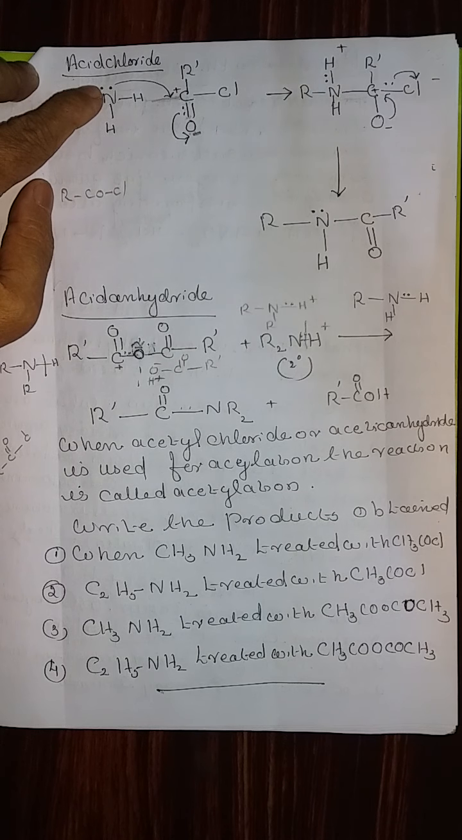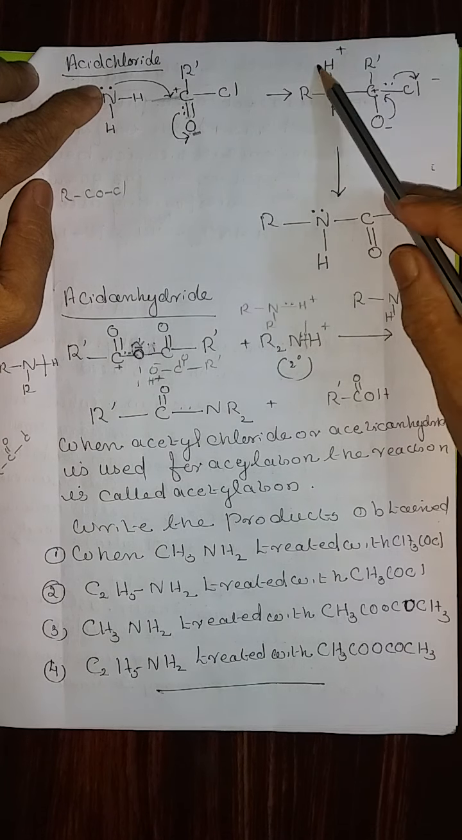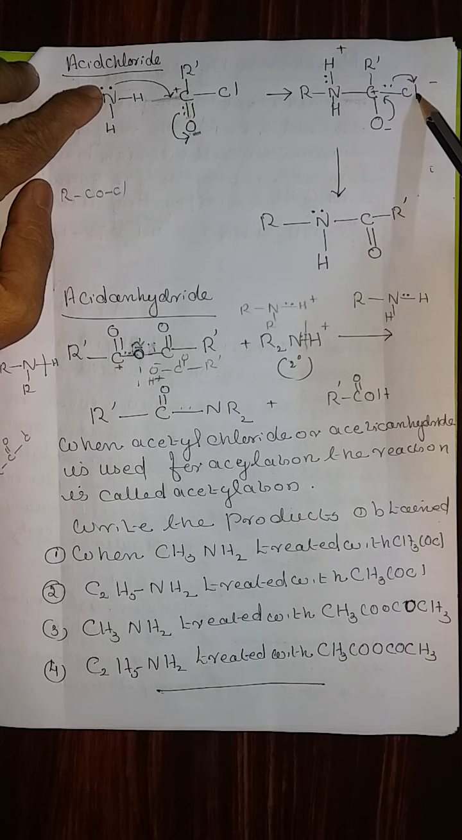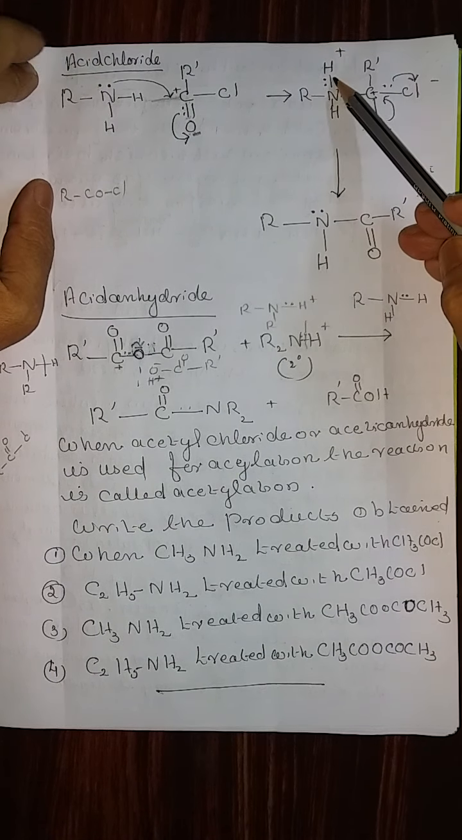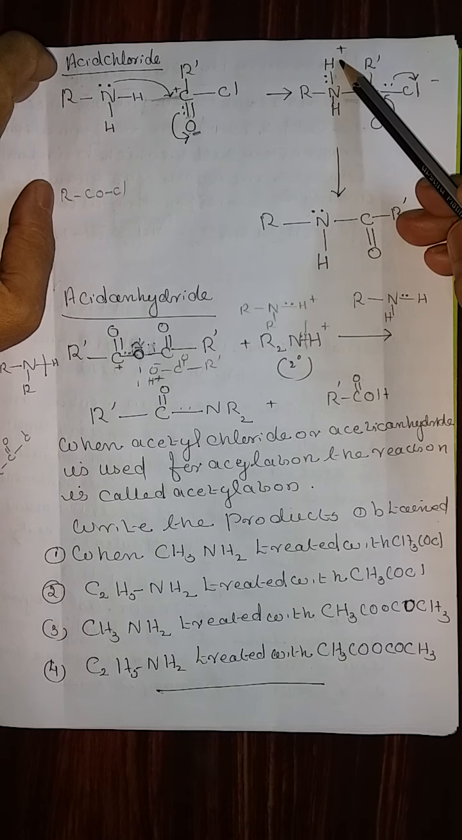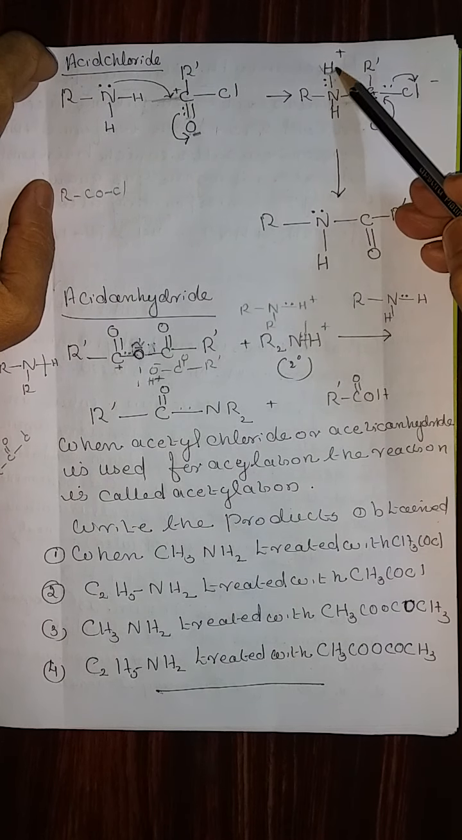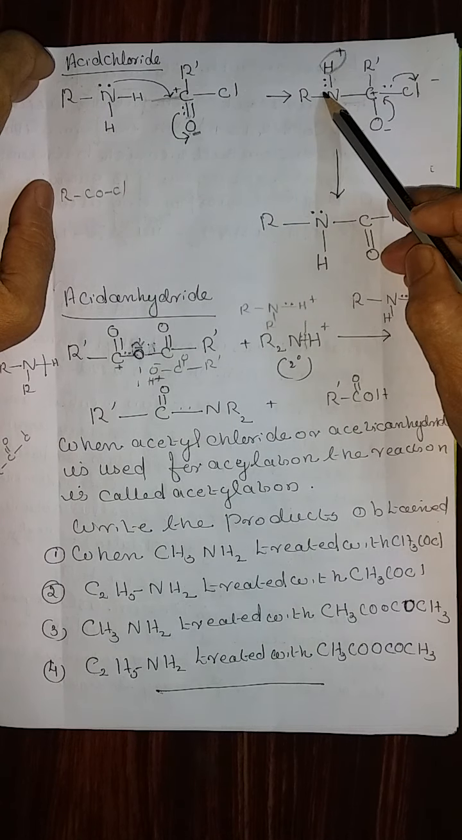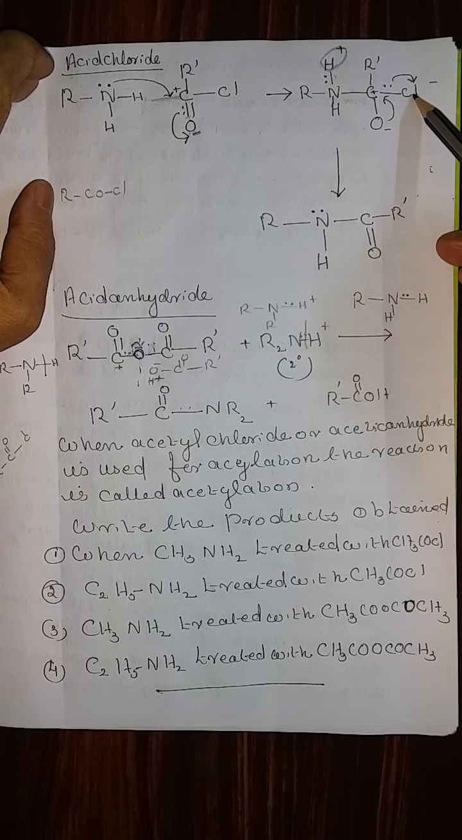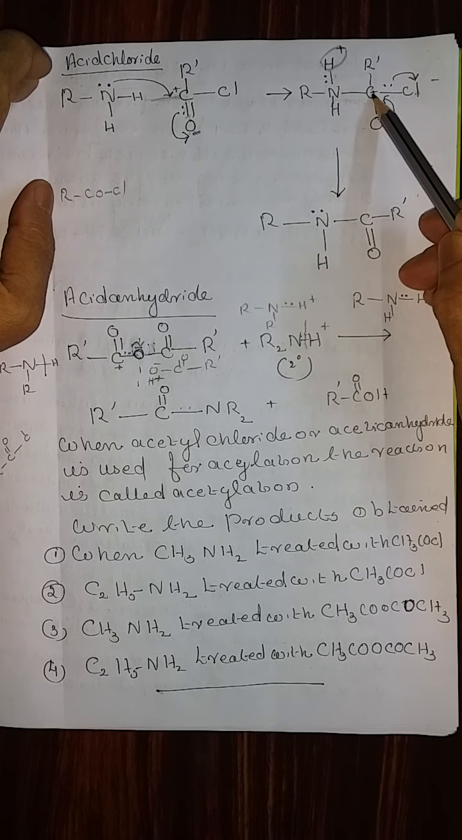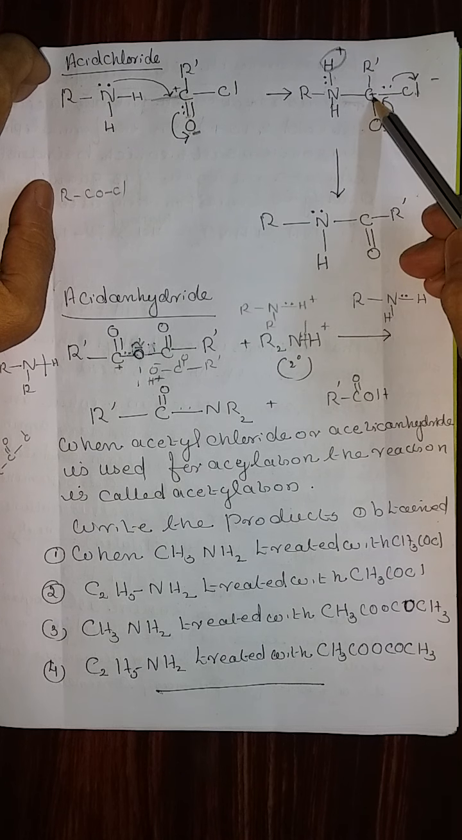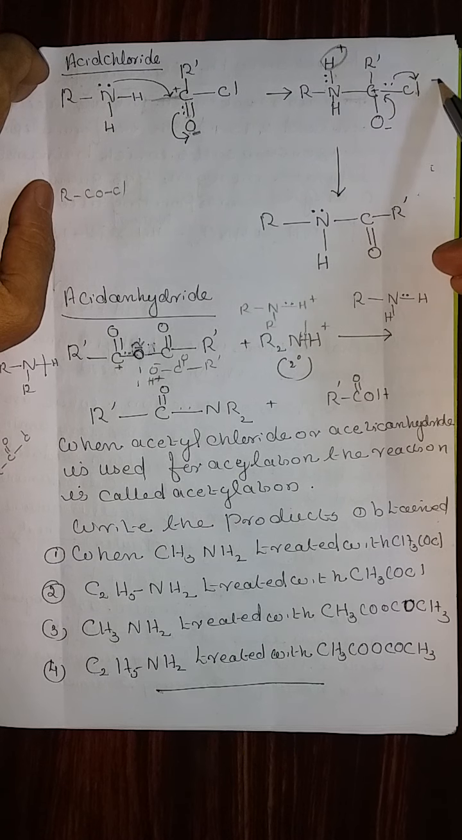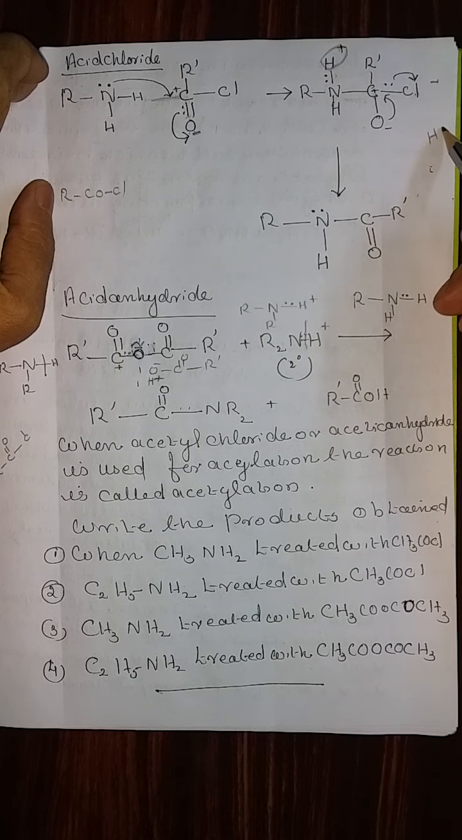Once a bond is formed, 2 eliminations are simultaneous. That means the hydrogen of the primary amine is eliminated as H+. Therefore, there is a bond, there is 2 electrons. This chlorine is eliminated as Cl-. Therefore, there is a deficiency here. That means carbon is plus. This Cl- and this H+ join together and form HCl.